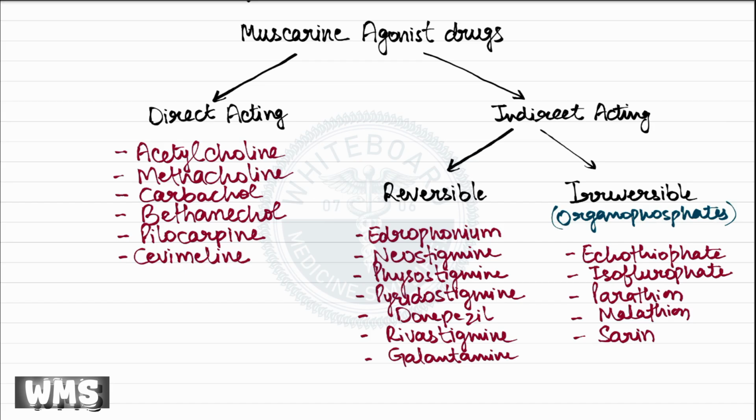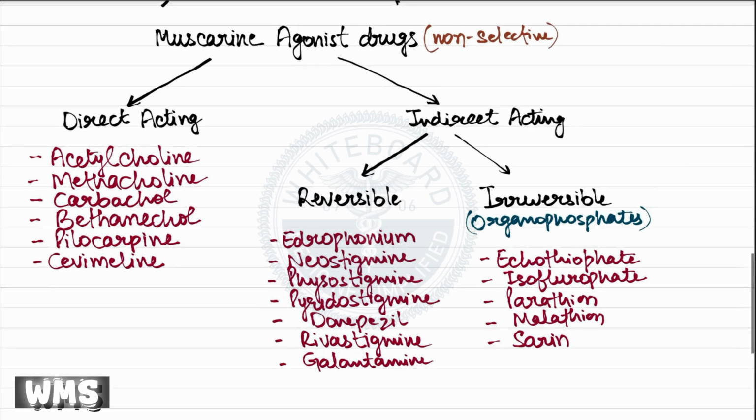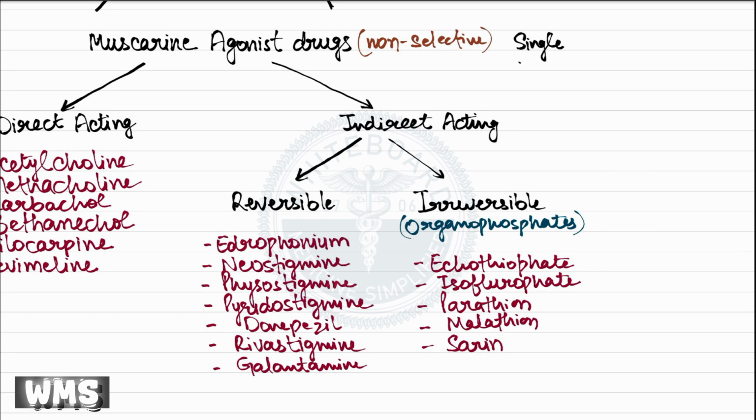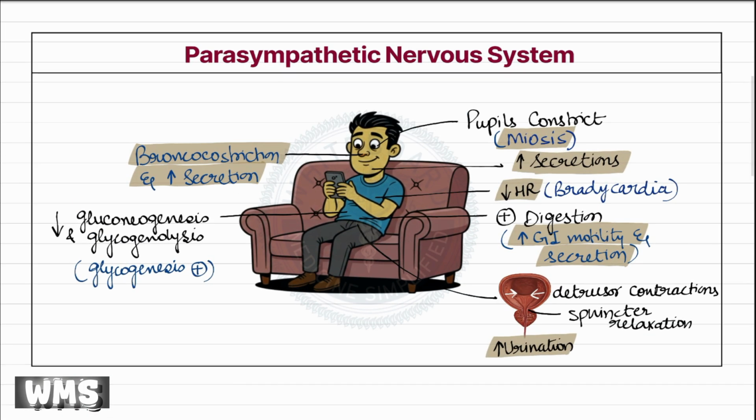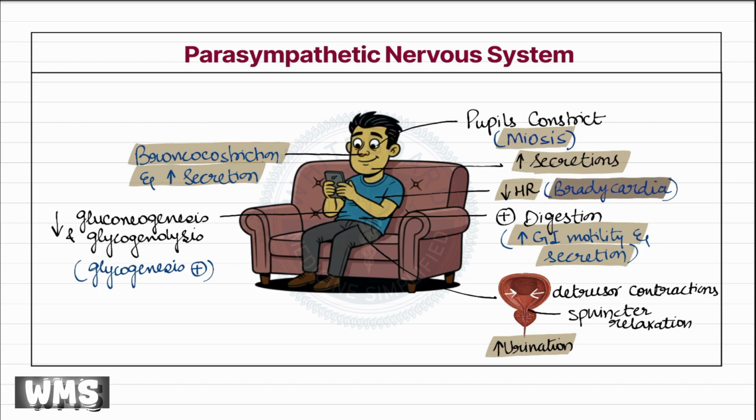Another important concept is that muscarinic activation is generally non-specific. Most muscarinic agonists stimulate multiple receptor subtypes, M1, M2, and M3, at the same time. Because of this, when these drugs are used for one therapeutic purpose, such as increasing gastrointestinal motility in ileus or severe constipation, they may simultaneously produce other effects like bradycardia, miosis, or increased glandular secretions, which appear as side effects.